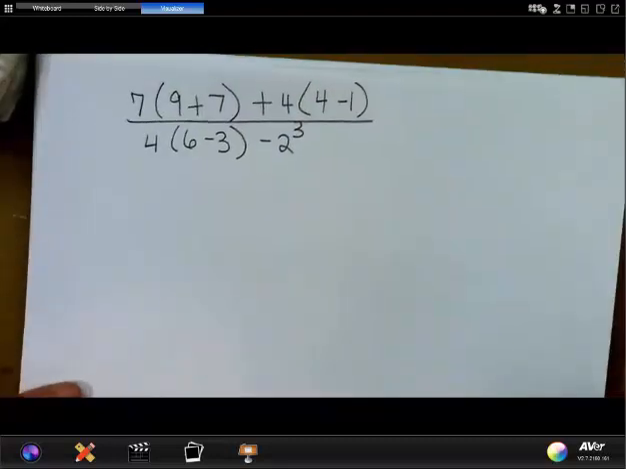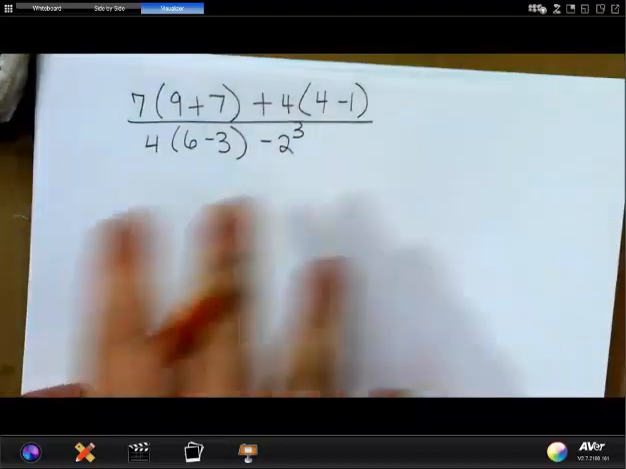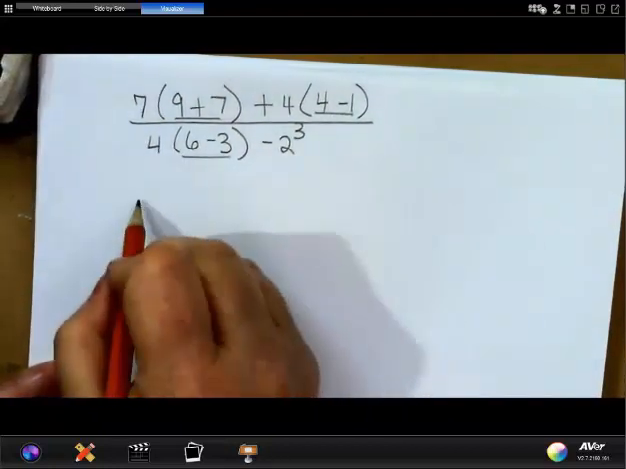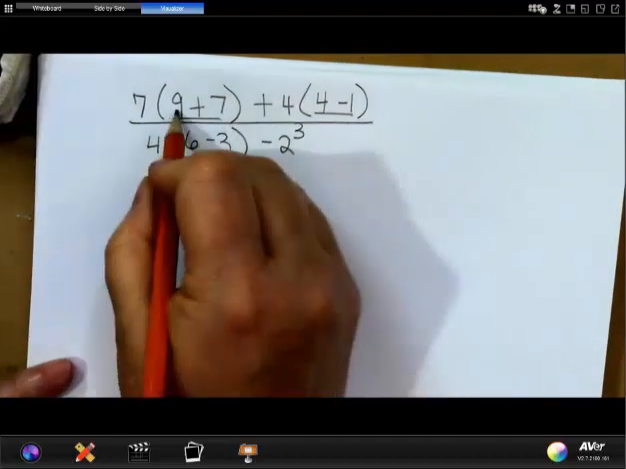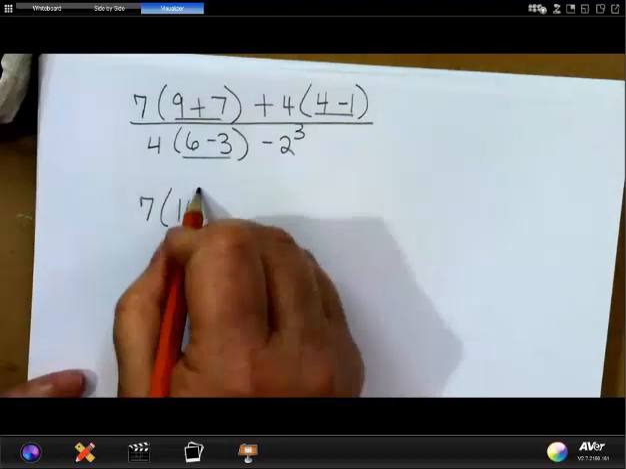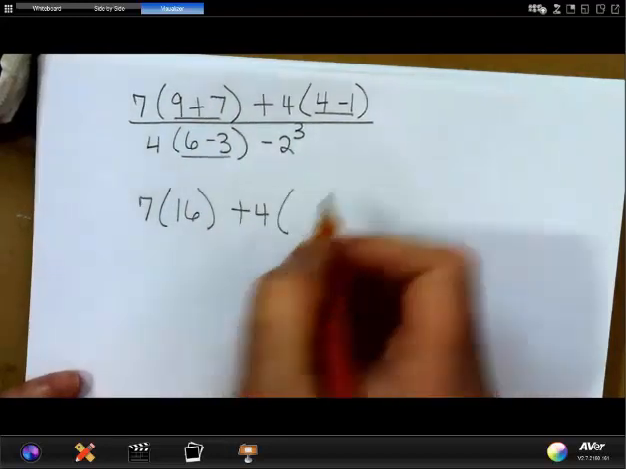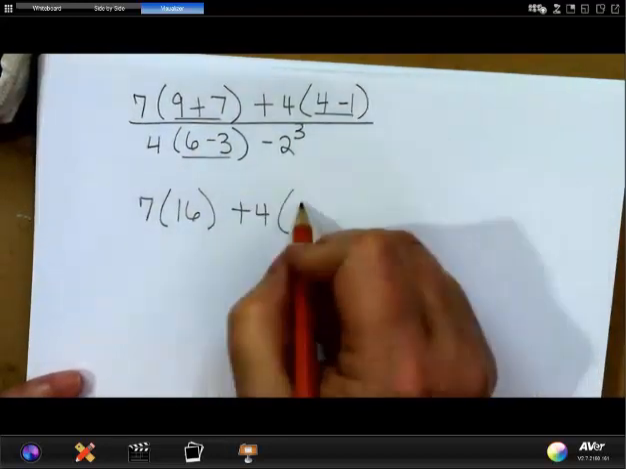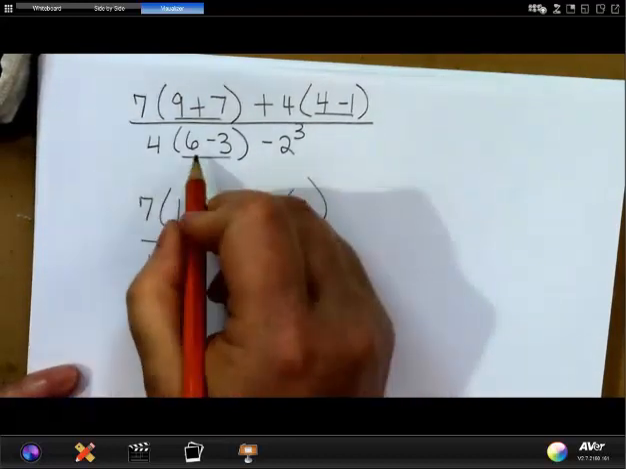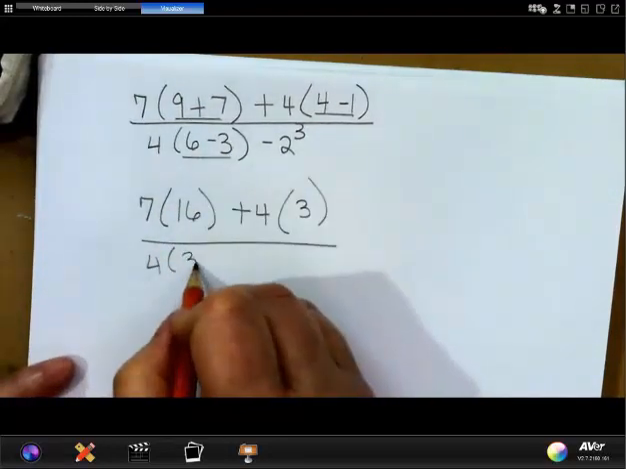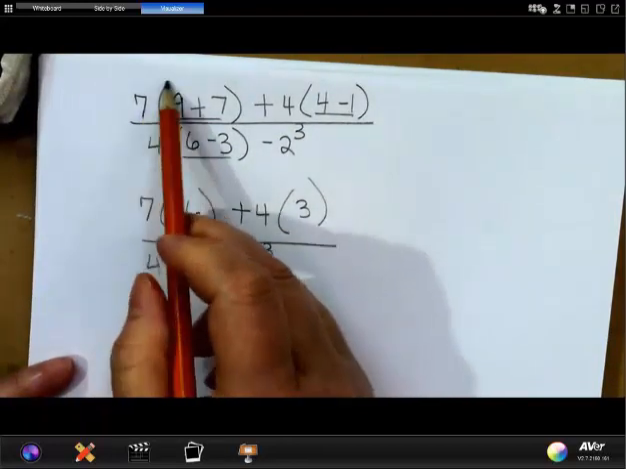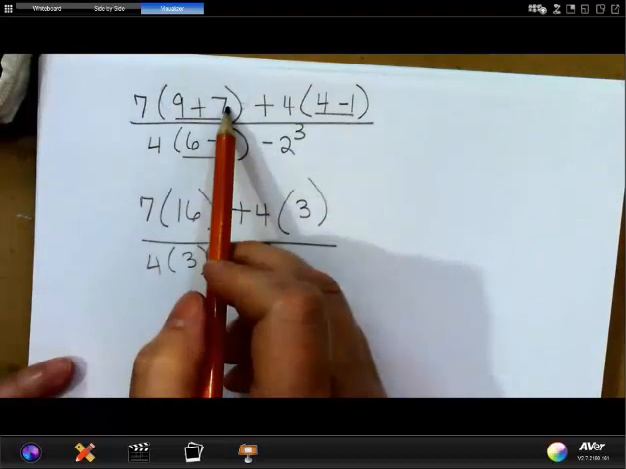All right, so let's go ahead and just do all of the parentheses because we can do them all at the same time. So I'm going to do all 3 parentheses. So this is going to give me 7, 9 plus 7, 16, plus 4 parentheses. 4 minus 1 is 3, over 4 times, what's 6 minus 3? 3 minus 2 cubed.